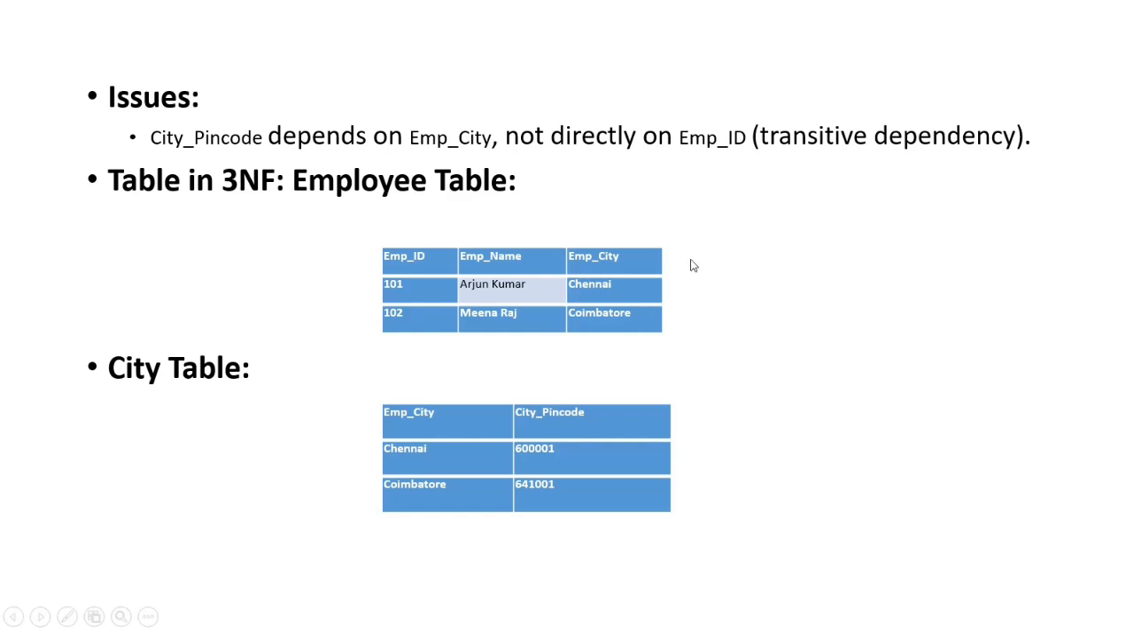So far we have seen why normalization is required, what the goals of normalization are, and the first normal form, second normal form, and third normal form. In the next video we will look into the other two normal forms.